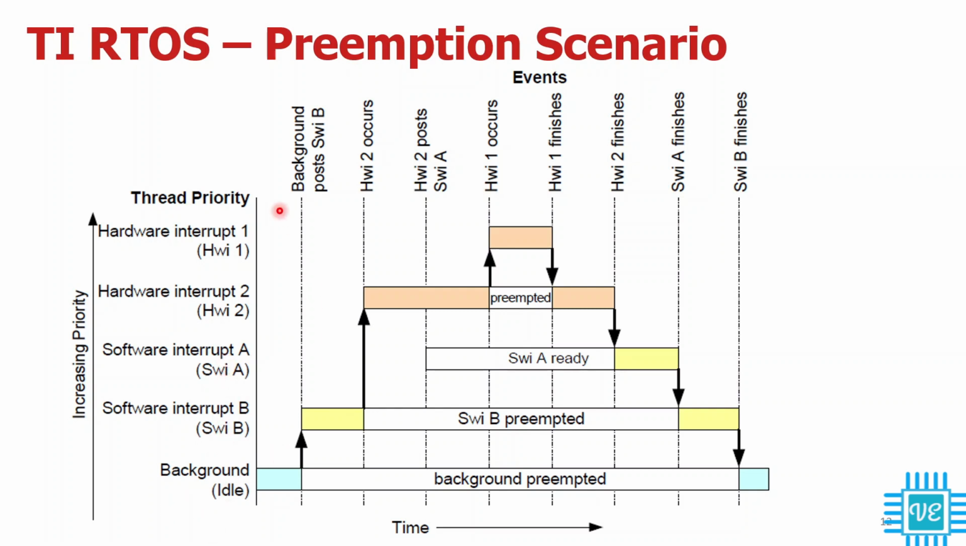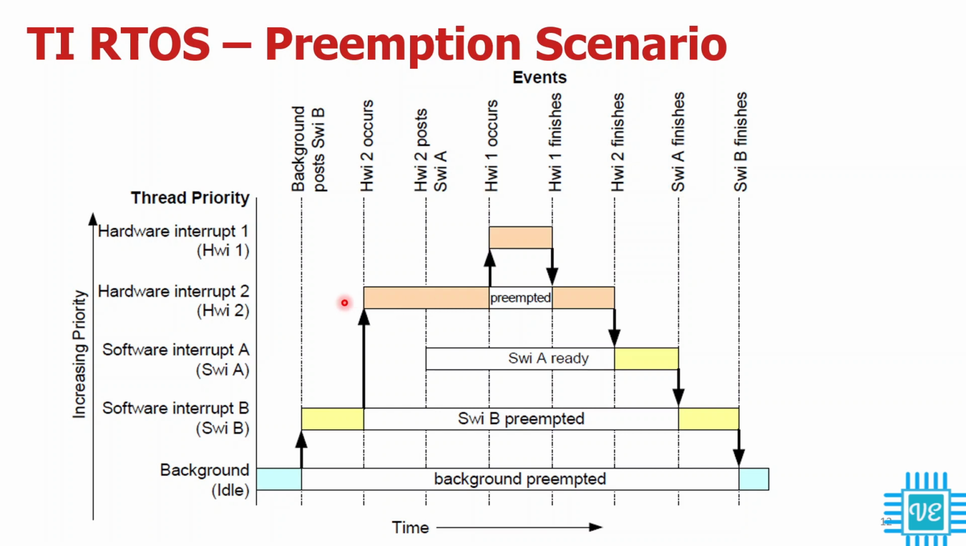At this time slot, when no other task is being run by your microcontroller, the idle task will execute. Eventually, at this point of time a software interrupt occurs, and the kernel will jump to it and execute it. While it is executing, it sees that a high priority hardware interrupt occurs, that is HWI2. So the kernel will preempt to this, and it will execute it.